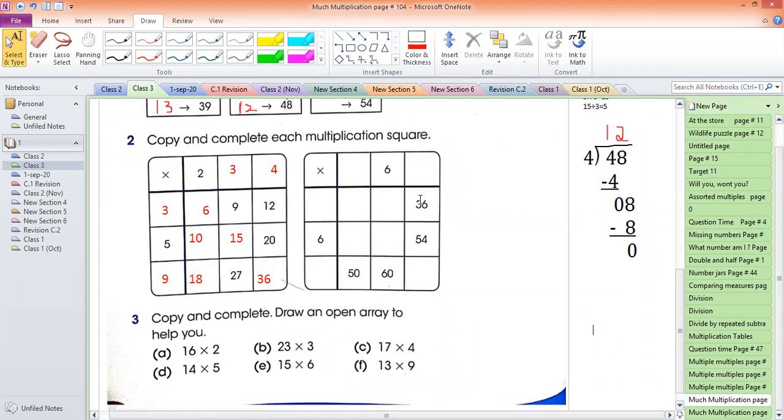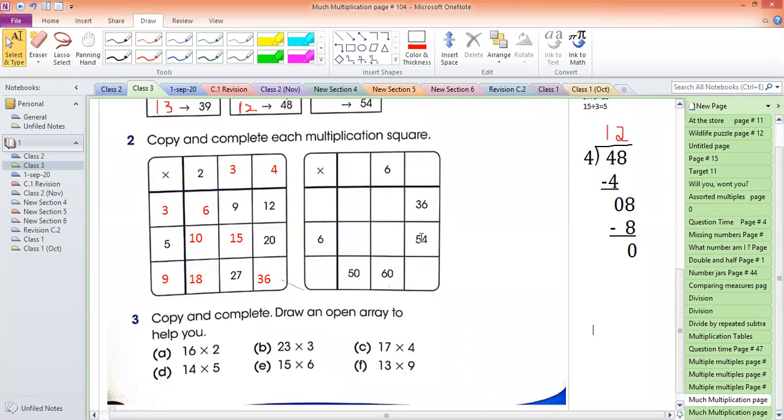6, 36, 54, 6, 50, and 60. So you know that this is 36, okay? 36 you can find out by, look, leave 36, check this.